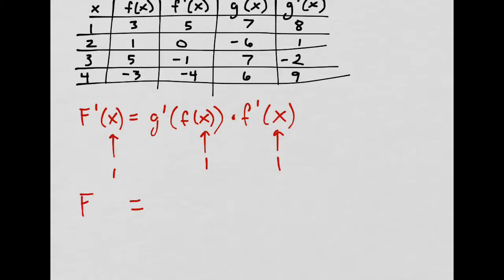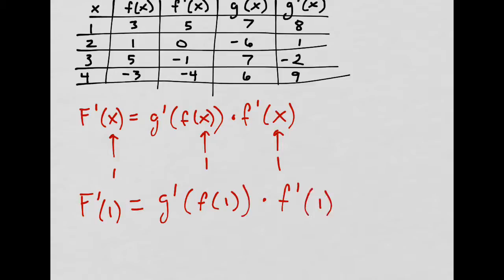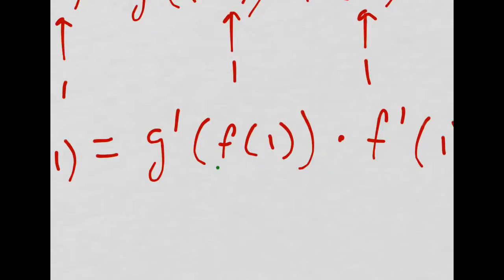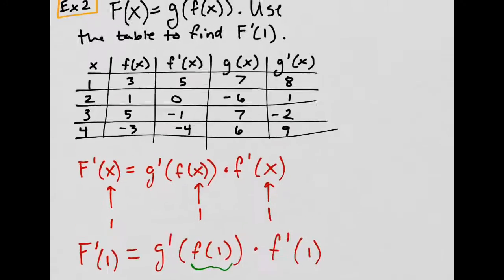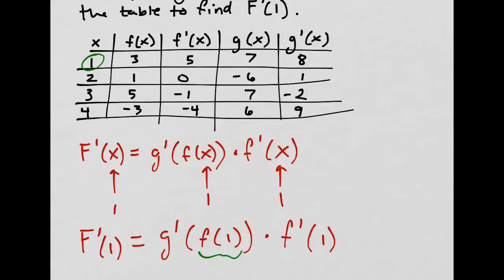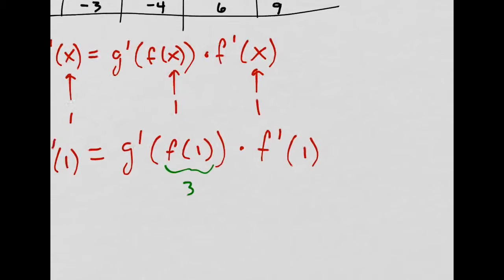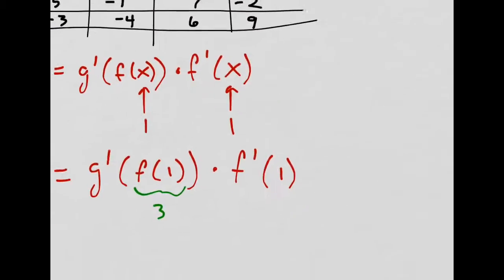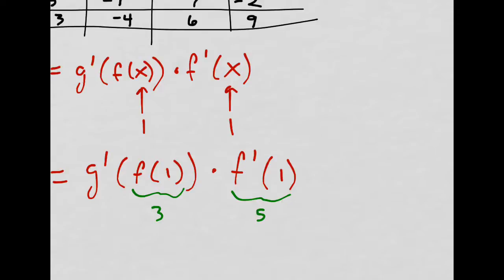If we have f prime of 1, that means we need to figure out what f of 1 is and what f prime of 1 is. So let's do that. I'm going to do this in green. What's f of 1? F of 1 is 3. Okay, so this is 3. And then what's f prime of 1? F prime of 1 is 5. So that's 5. Okay, that's pretty good.